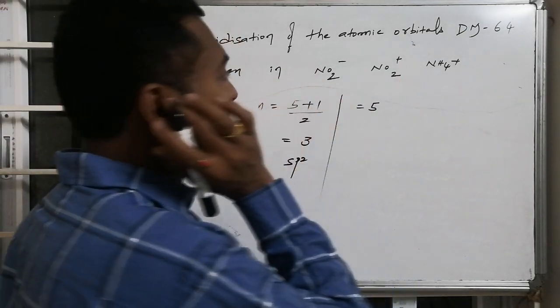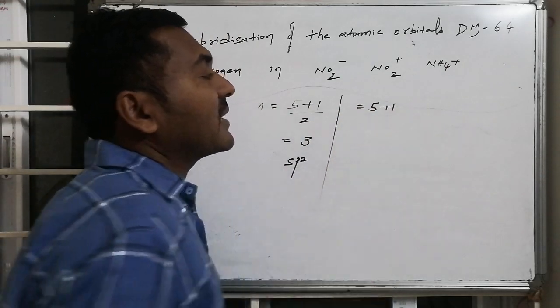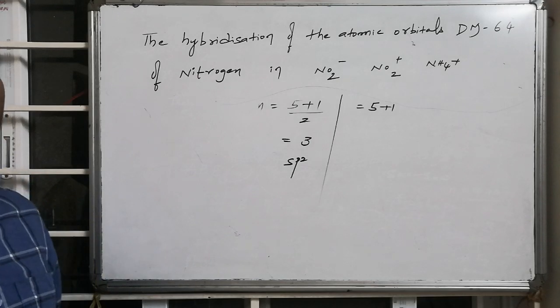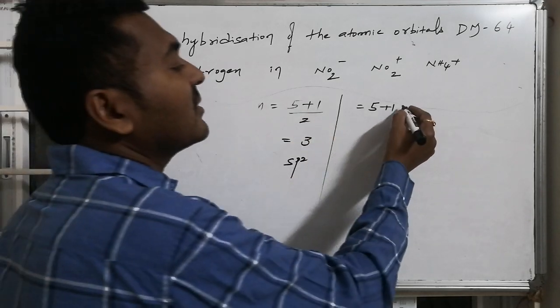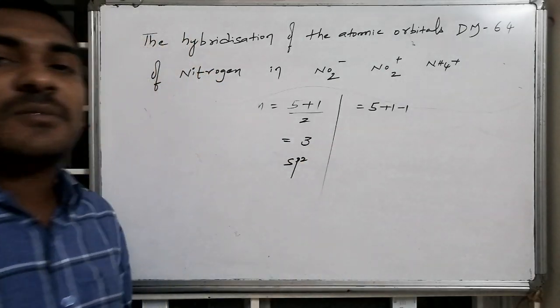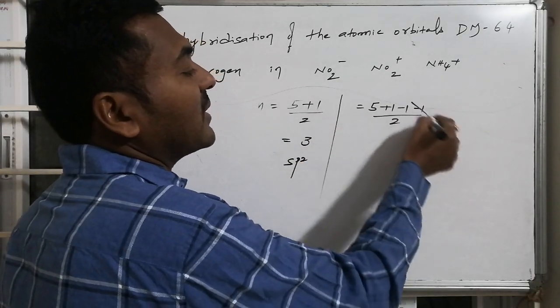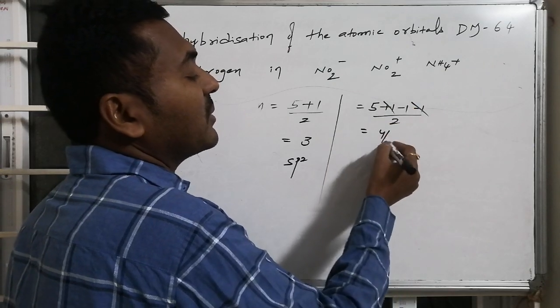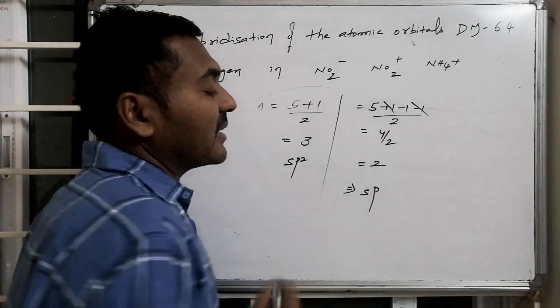Here the group number of nitrogen is 5, one divalent followed by one monovalent, whereas that bond is a dative bond. Due to the dative bond, nitrogen is having unit positive charge, whereas here the electron is also less for the nitrogen, and it is minus another one. So therefore 5 plus 1 minus 1, that is 4 by 2, 4 by 2 is 2, 2 implies it is having sp hybridization.